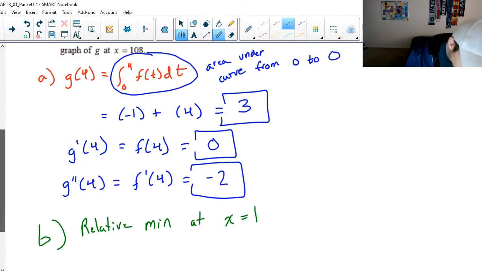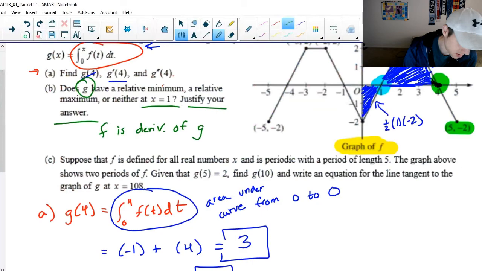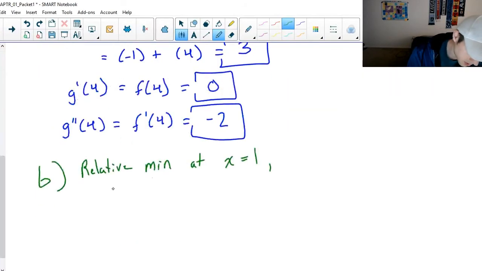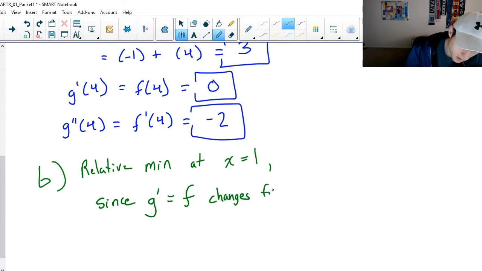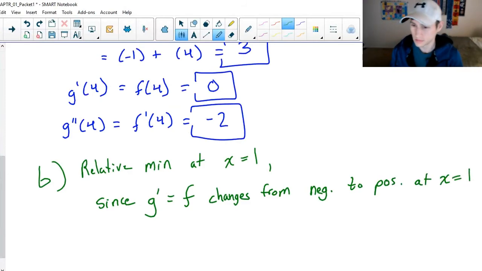And as it says up here, justify your answer. So we have to actually say how we know that. That's a big part of it. Half of the points on this particular part just comes from the justification. Since g prime, which is the same thing as f, changes from negative to positive at x equals 1.